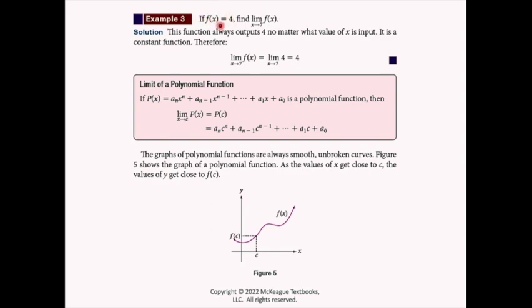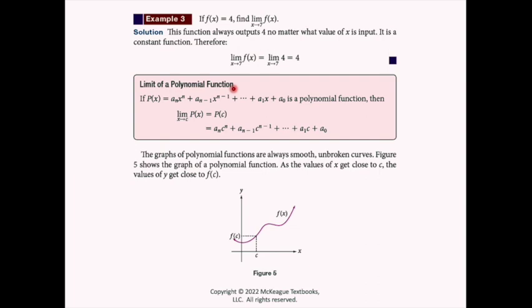If we have a constant function f of x equals 4, and we're trying to find the limit as x approaches 7 of that constant function, the limit is going to be 4 because no matter what x value you're sitting at on the x-axis, your value of y is always going to be 4. So when you're approaching 7 on that function, all the values will be 4, and therefore the limit has to be 4.